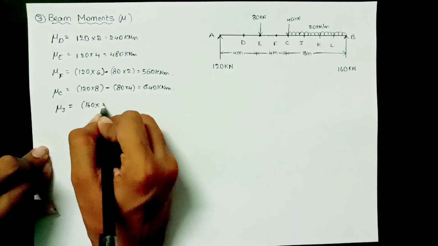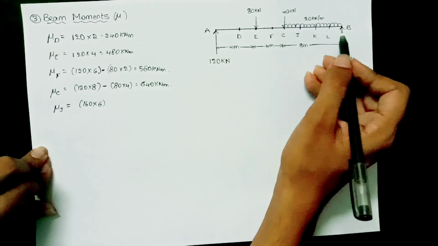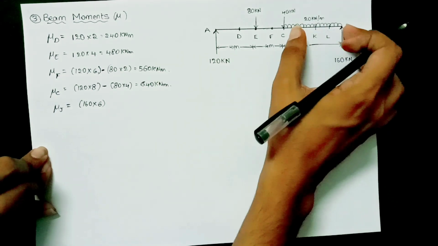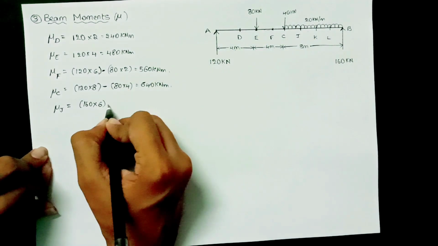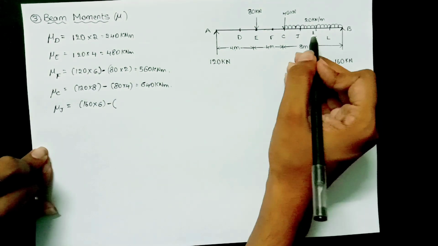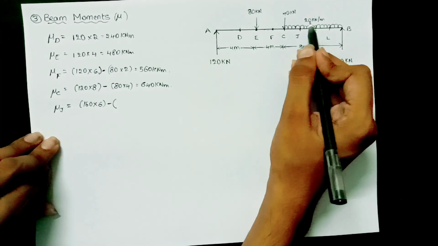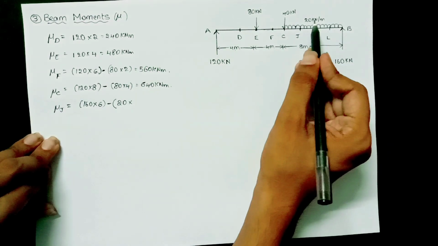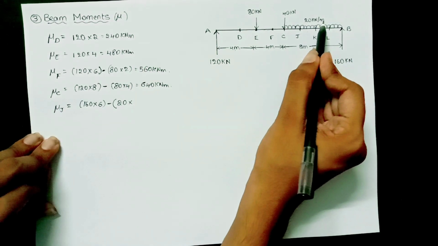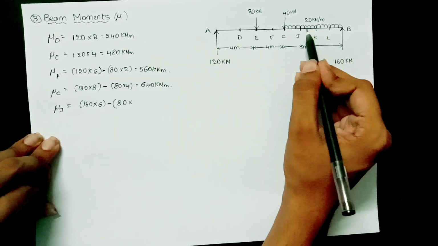So 160 into 6. Okay. So next we are having UDL load. This load is moving the beam in downward direction, that is hogging moment. So it will be negative. For UDL loads, the moment is taken by the load intensity into, so load intensity, that means 20 kilonewton per meter is the load intensity, into the distance over which the UDL is acting.